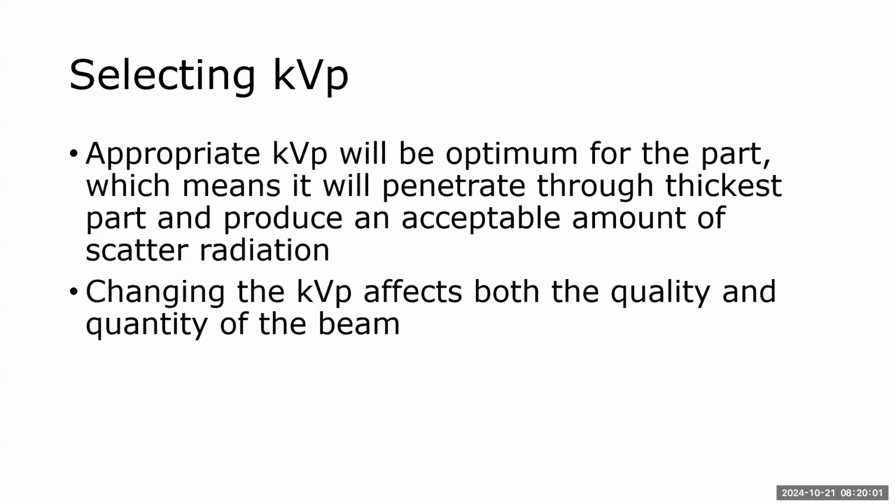Do you remember how noisy that image got? Both of those are extremes. If it's too low, it's not good. If it's too high, it's also not good. So optimum just means you're going to get through the thickest part and produce an acceptable amount of scatter. There's a balance there. Generally, we are given kVp ranges for parts, and then we adjust the mass to compensate for differences in thickness of the part.